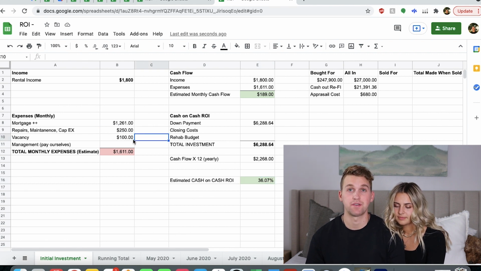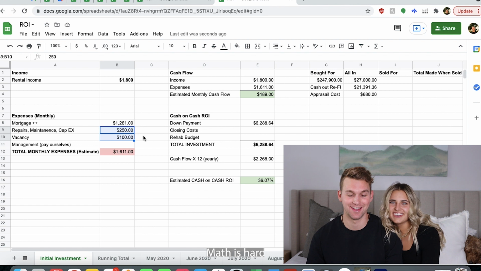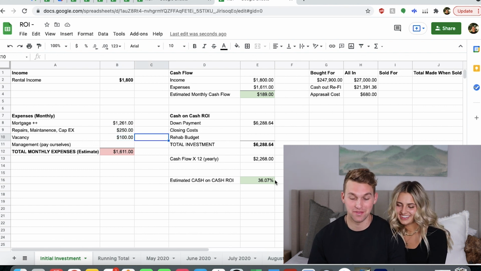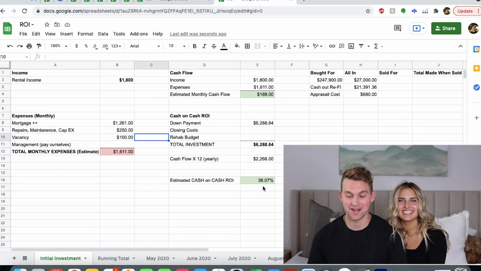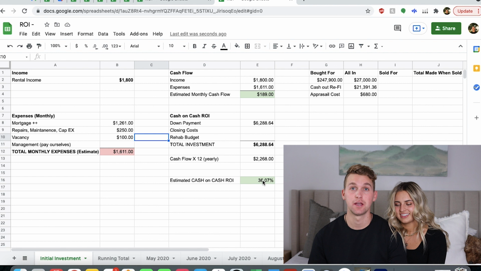So let's just be conservative here and let's just say that we're going to add in $350 extra per month. It would still give us an estimated cash on cash ROI of 36%, which is still super good.